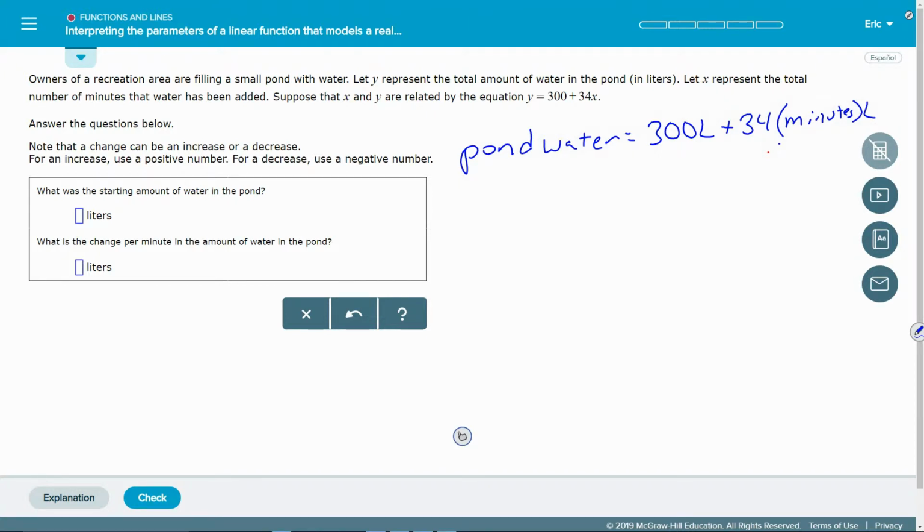The starting amount of water in the pond is saying what is the pond water, or what does Y equal when X is 0, or when you did not fill it, when you use 0 minutes. So 300 plus 34 times 0. Basically, it's asking what is your y-intercept? Where did your graph start? So if X equals 0, my pond water is 300 liters.